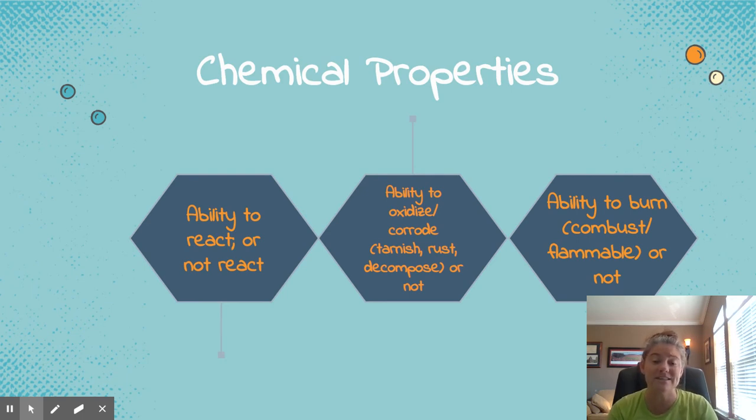Now I could test to see, does it have the ability to oxidize or corrode, which means will it tarnish, rust, or decompose or not? Does it have the ability to burn, which is combustion or flammable, or not? So I would have to do those tests on it separately, which are also chemical changes in themselves.